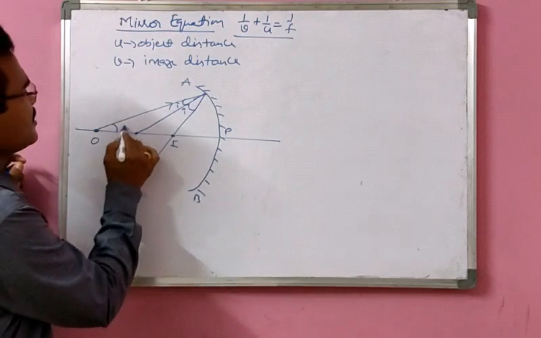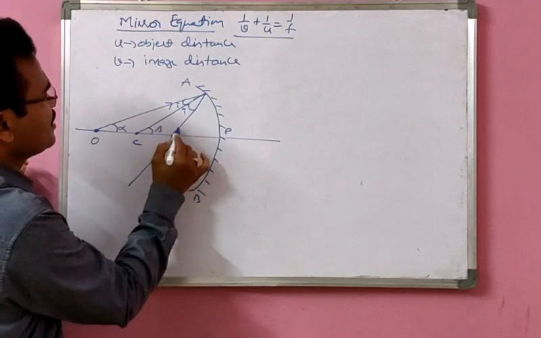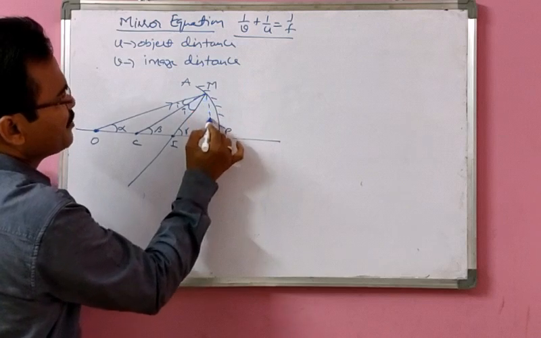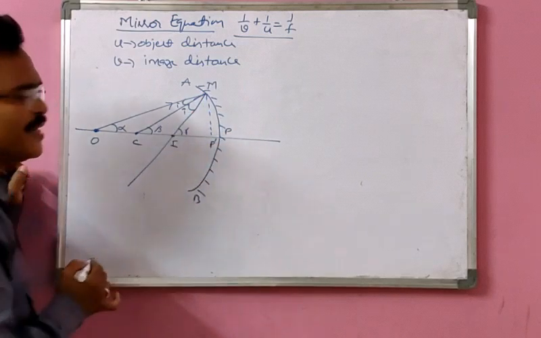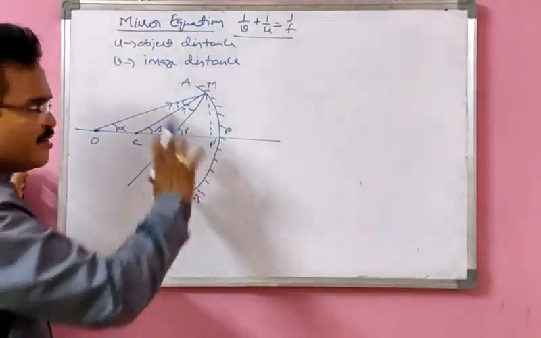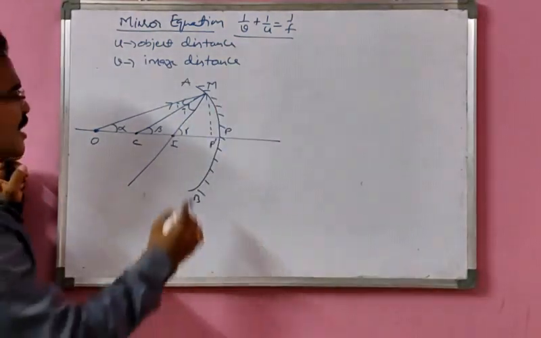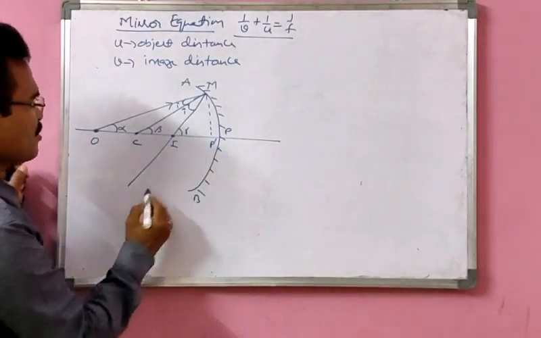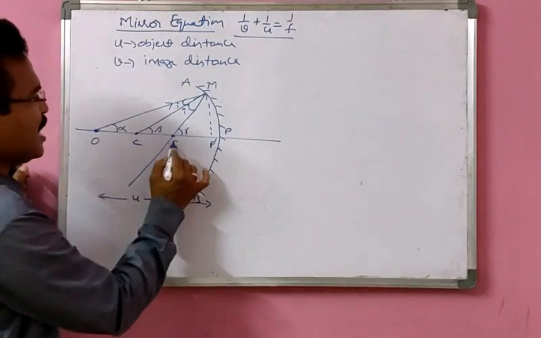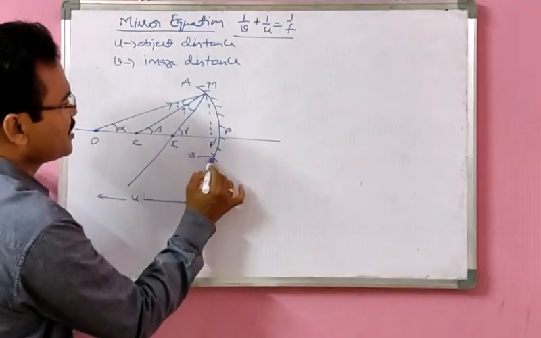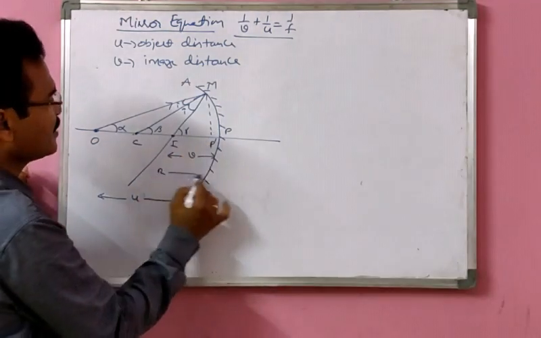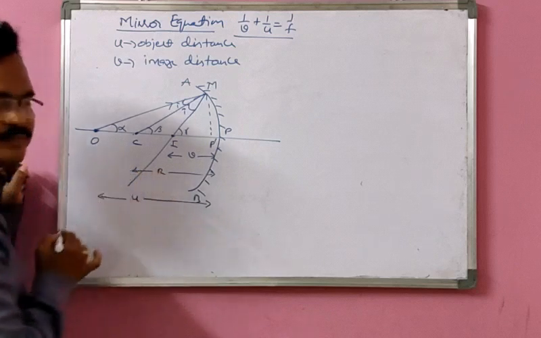Now, this I am calling alpha, this beta, this gamma, and this m, and dropping a perpendicular, calling this P dash. As I told you, this P dash and P will coincide for paraxial rays. O to P dash is called u, the object distance. I to P dash is called the image distance v. And C to P dash is called the radius of curvature R.